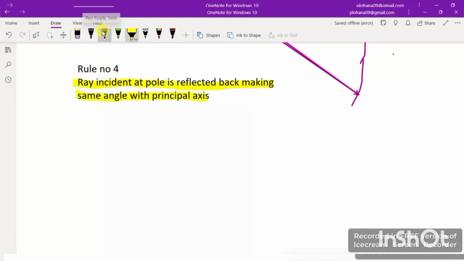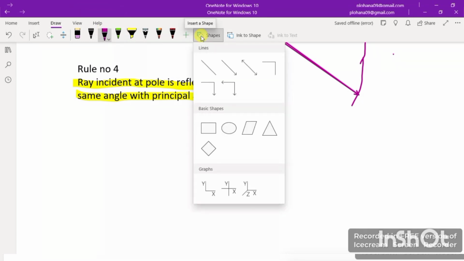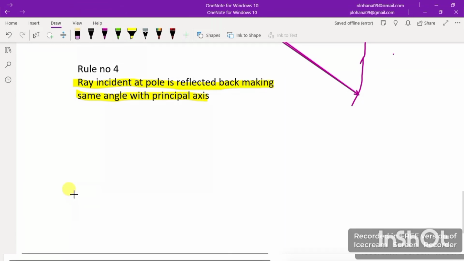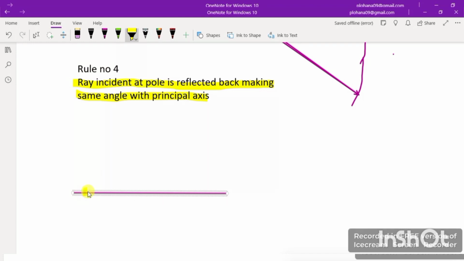Let me make a diagram here so that I can explain it to you. So this line is the principal axis. I'm going to use this for the points. This is C, center of curvature. This is F, which is the focal length or focus. And this is P, the pole. Now I'm going to make the concave mirror. This is basically the concave mirror, right?